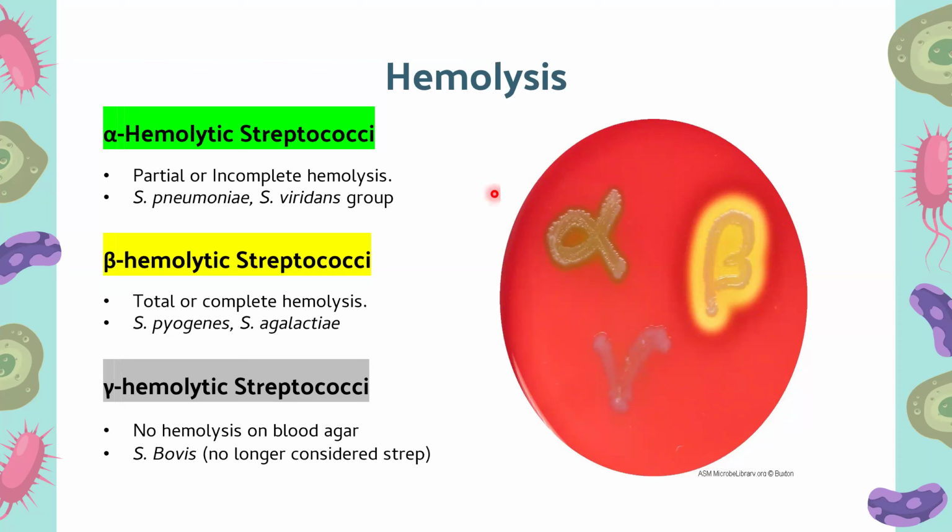Now, for alpha hemolytic streptococci, I will start to think of strep pneumoniae and strep viridans. For beta hemolytic, I will think of strep pyogenes and strep agalactiae. For gamma hemolytic, I'm going to think of strep bovis and no longer consider strep, which are the enterococci. Okay, and we'll get to them later.